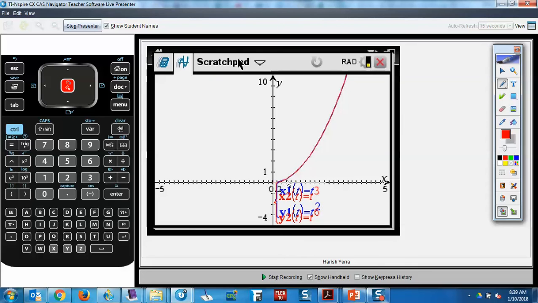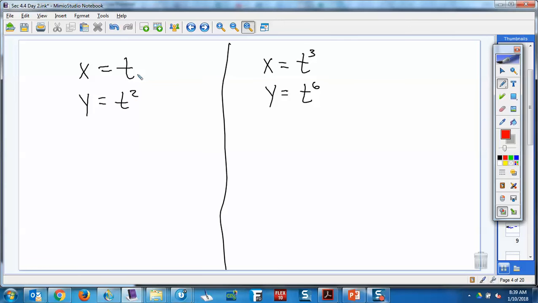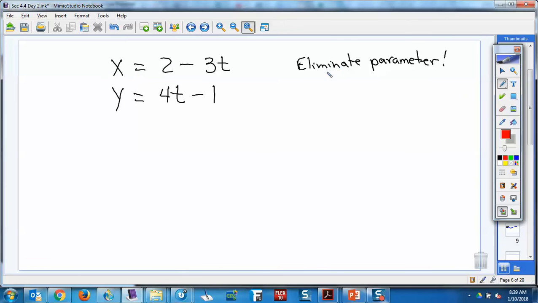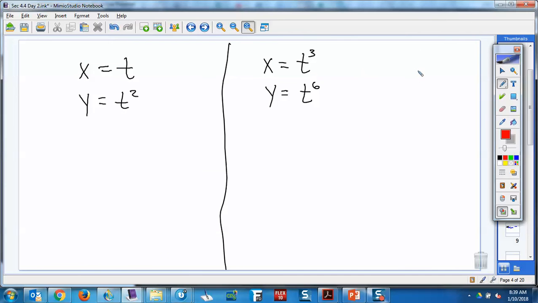Looks like the top half or the right half of a parabola, right? Just the right half of a parabola. Now, back to what I was saying yesterday, and we're gonna talk about this. It's called eliminating the parameter. Okay. Now, this is the simplest type you can do.